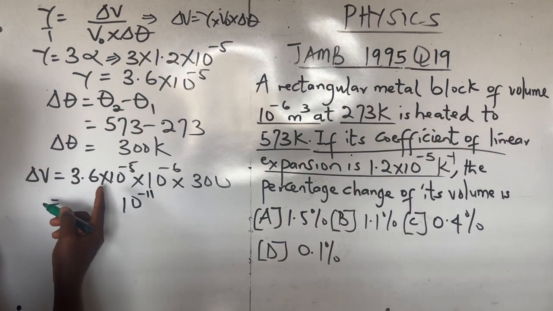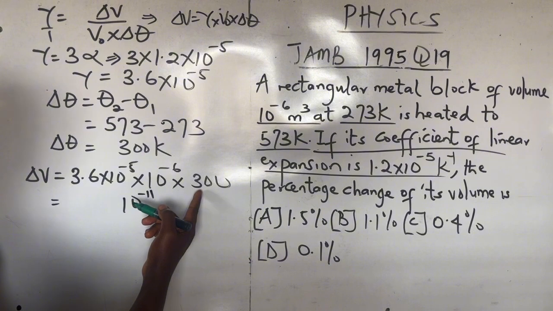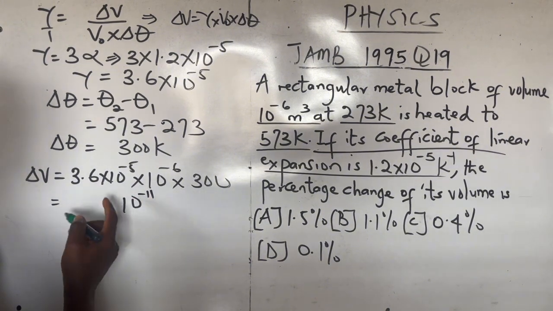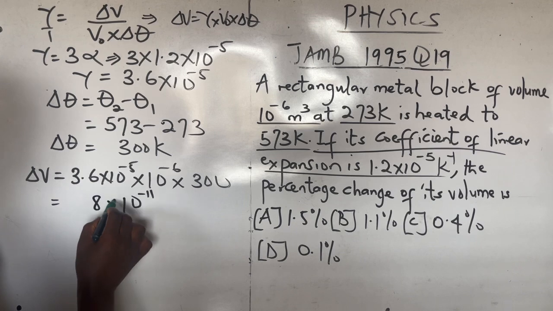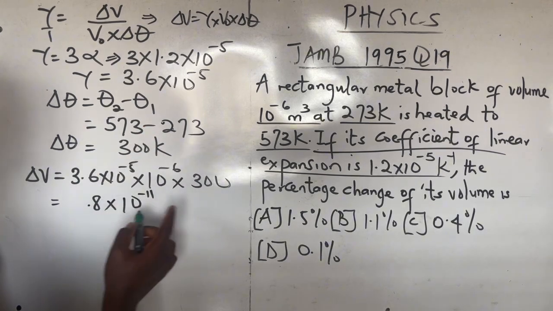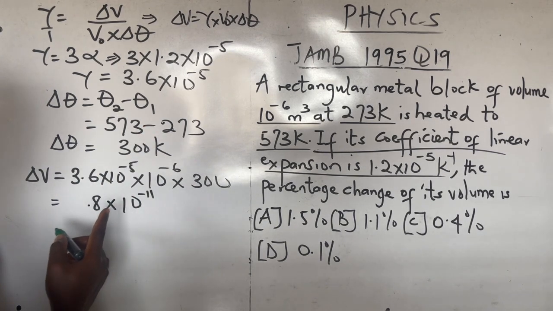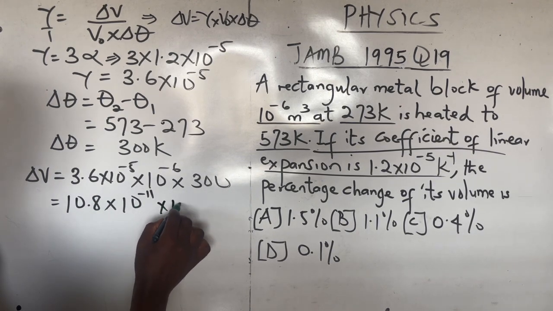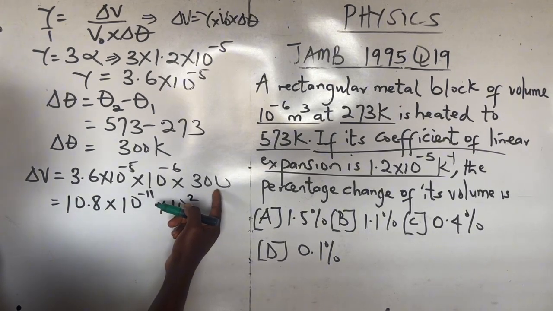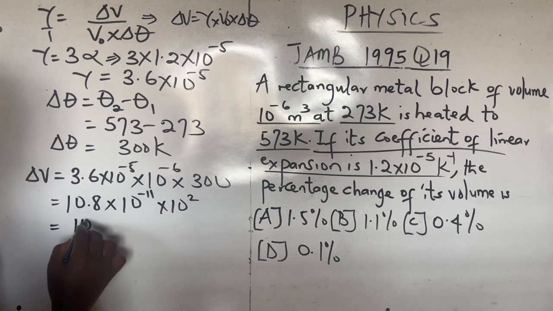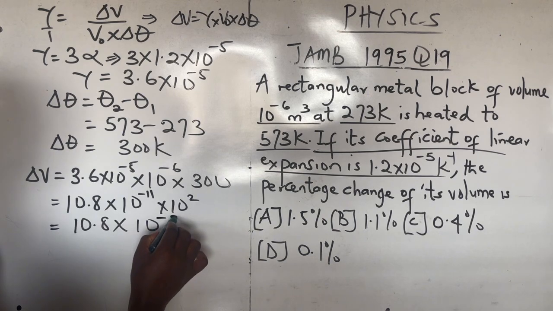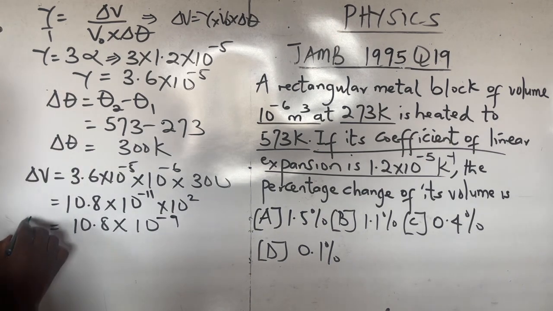So we have 3.6 times 3, that's 3.6 times 3 times 6, that's 18, remainder 1. 3 times 3, 9. 9 plus 1, that's 10.8. We have times 10 raised to power 2, this is from 300. So if we do this very well, we have 10.8 times 10 raised to power minus 9. But this is not the answer.